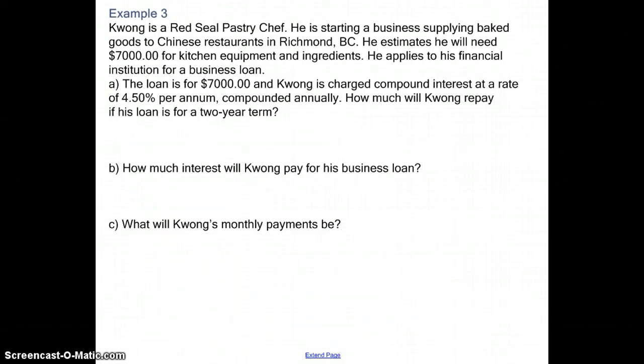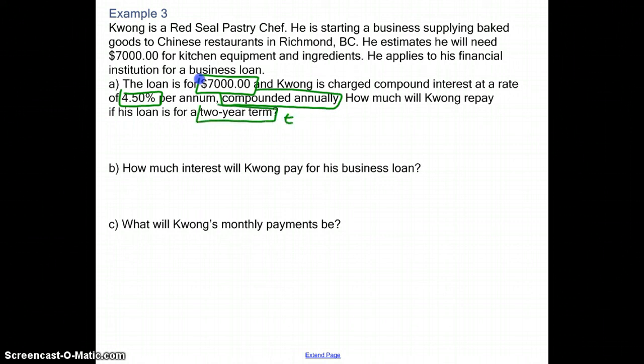Example 3. Kwan is a Red Seal pastry chef. He wants to start a business supplying baked goods to Chinese restaurants in BC. He estimates he'll need $7,000 for the kitchen equipment and ingredients. He applies to his financial institution for a bank loan. The loan is for $7,000 and he's charged interest at a rate of 4.5% compounded annually. He's taking out a 2-year term.